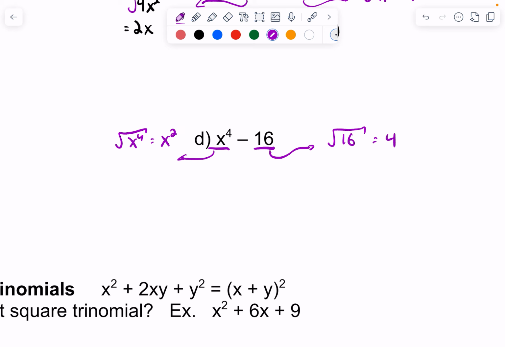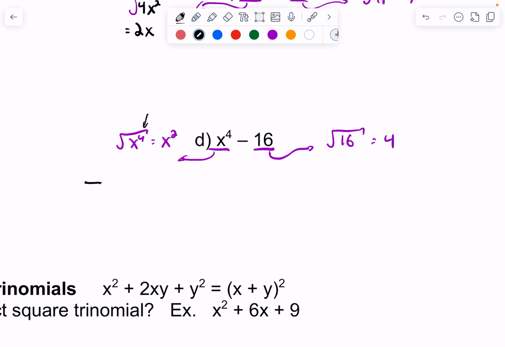But let's think about it. Why is x to the 4, taking the square root of that, giving you x squared? Well, remember what this operation means right here. When you take the square root of something, you're saying, well, what 2 numbers that are the exact same gives me what's under the square root here? So x to the 4. Well, what 2 numbers being exactly the same?